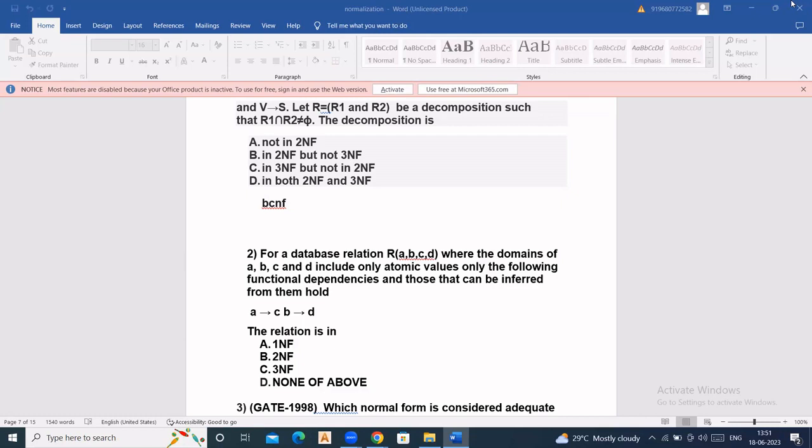Normalization is clear. I don't think we want to know the question. But we have to if we revise and practice again. So these questions are there.